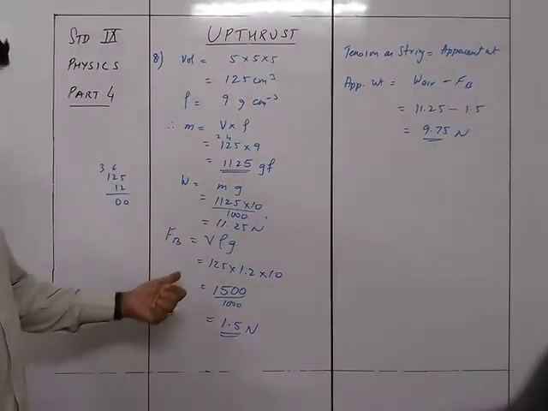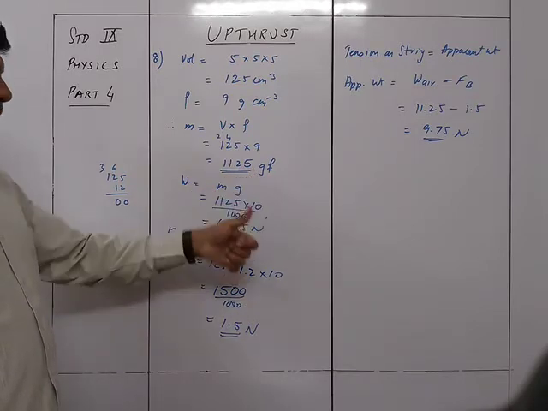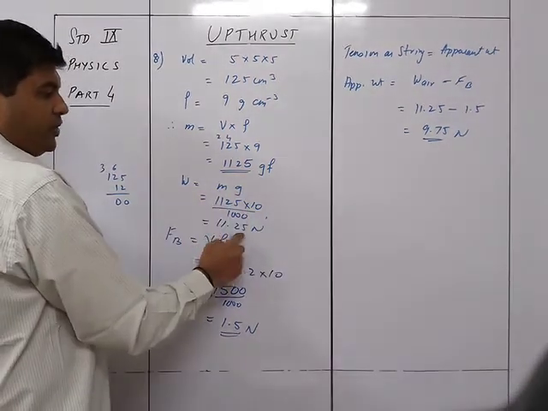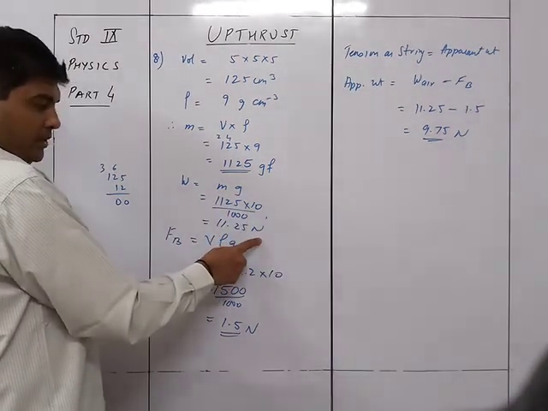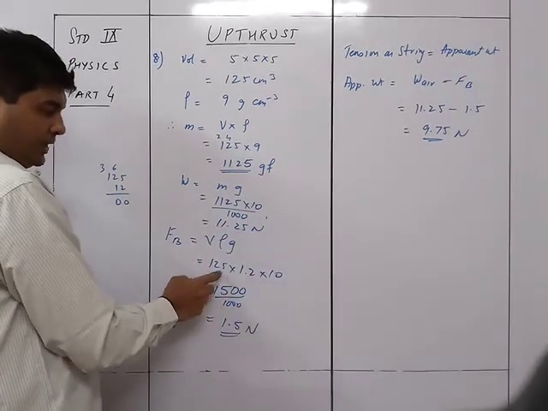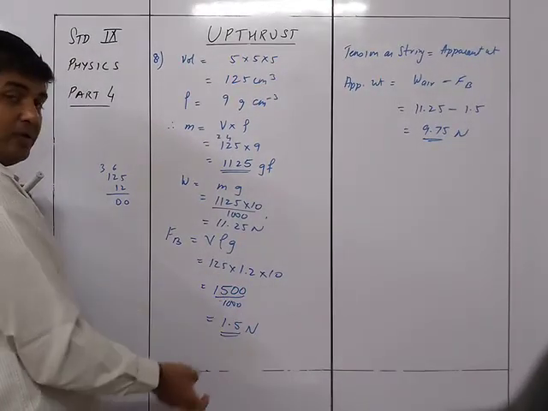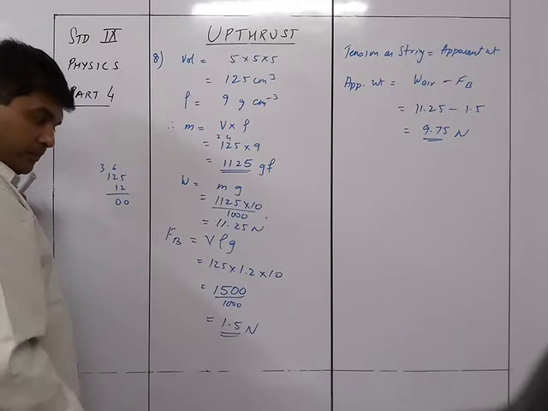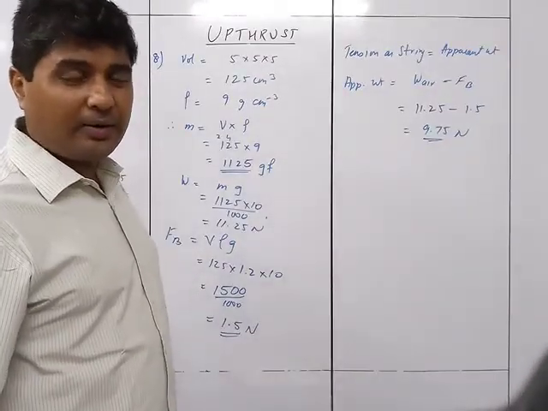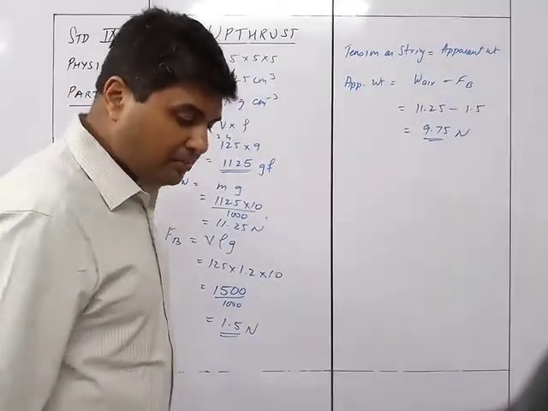Clear? We first found out the weight. Weight was in GF. To convert GF to mass, you have to divide by 1000 and multiply by G. So that's why it is 11.25 Newton, because G is given to you. Here also G is given to you. And here again, to convert mass into kg, you will have to divide by 1000, because it was grams, and G will help you to make it Newton. So that was sum number 8.